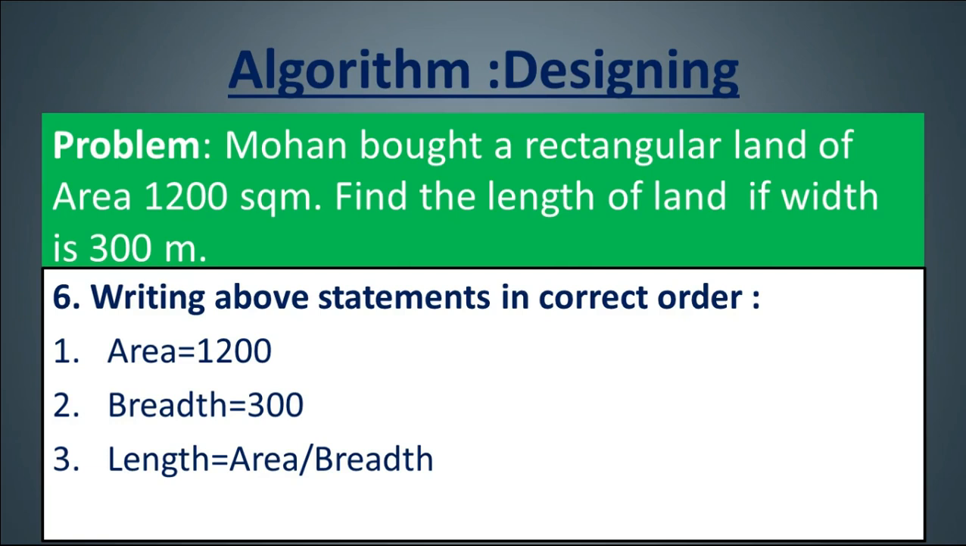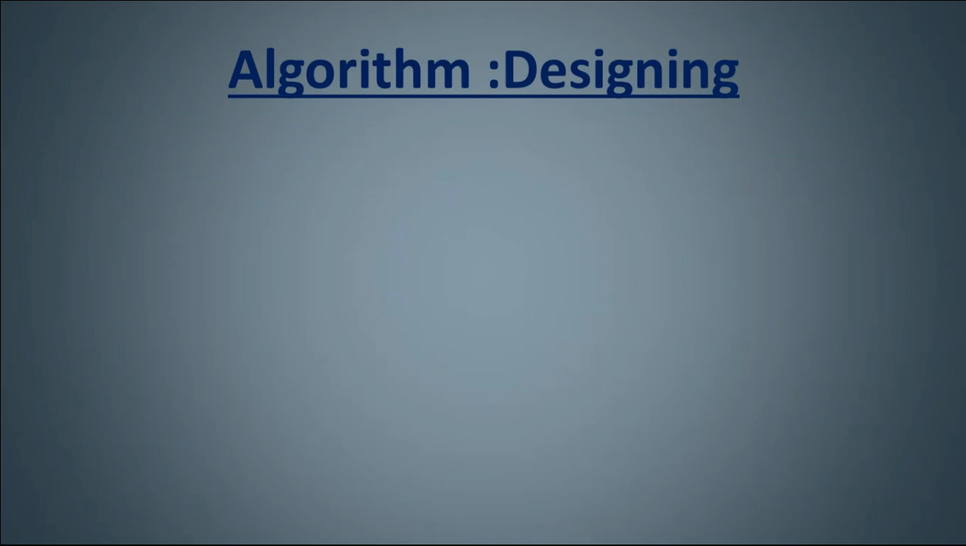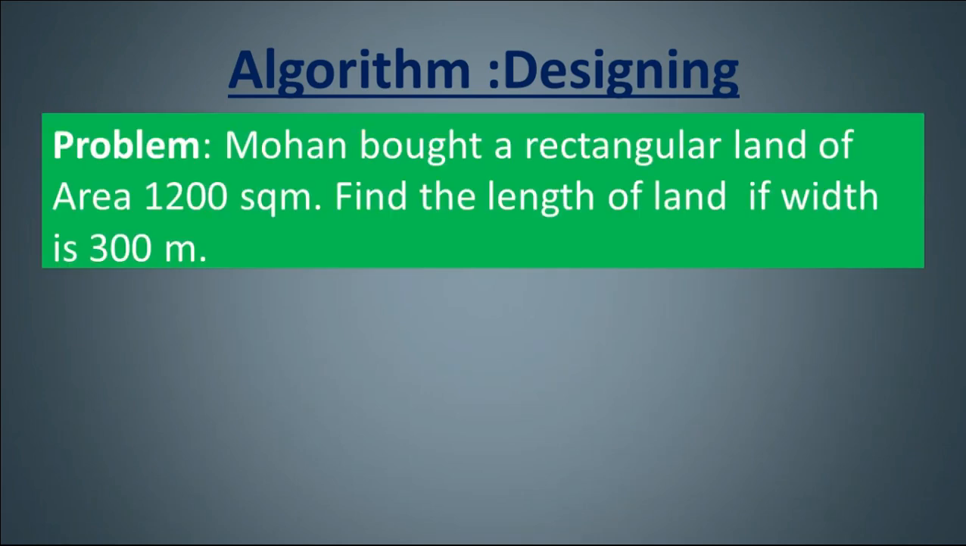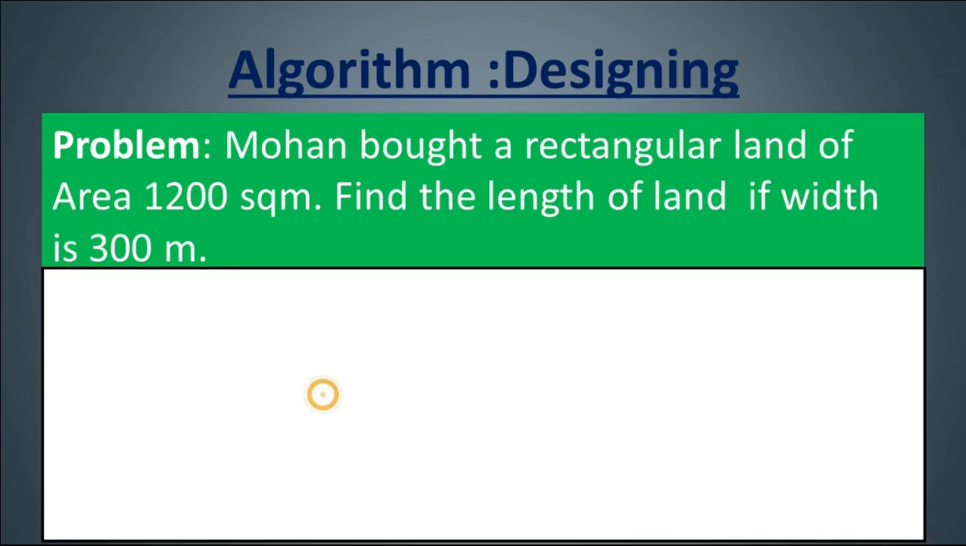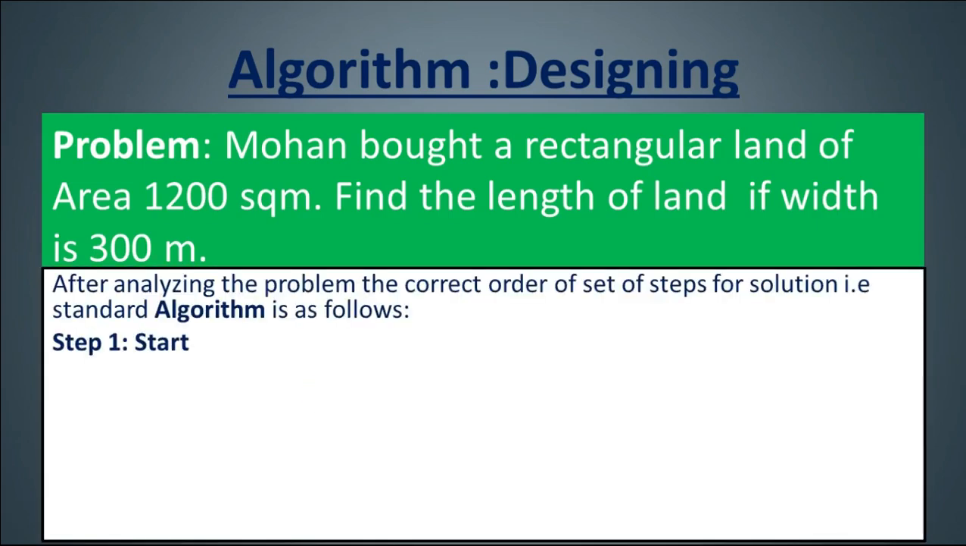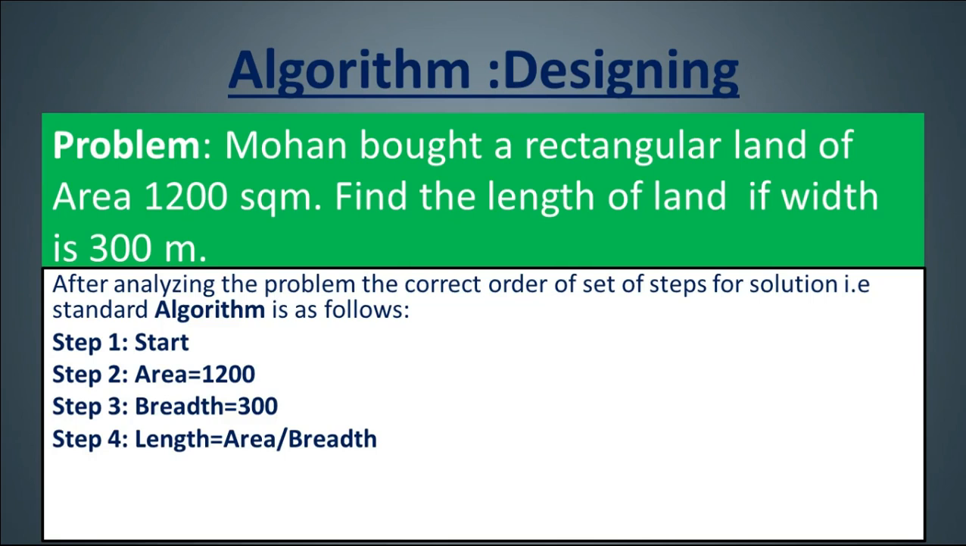In standard form worldwide, there is a way to represent an algorithm in your books and copies. For that, let's write a standard algorithm for this solution. The problem is the same. Now we will write some extra statements, like step 1, start, which marks the formal beginning of the process. Second statement, area, as before. Third is breadth, storing the breadth, and then finding the length using the rearranged formula. The second, third, and fourth statements are important, as they represent your logic. But to mark the beginning and to display things on the screen, you write some extra statements.